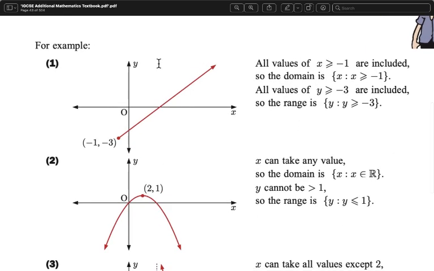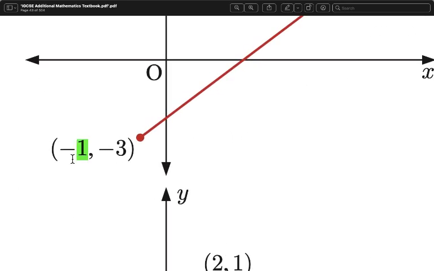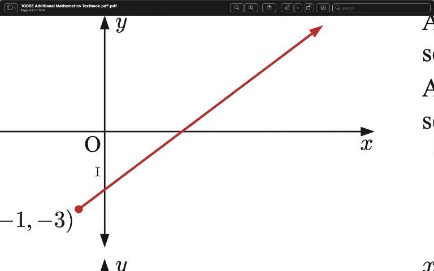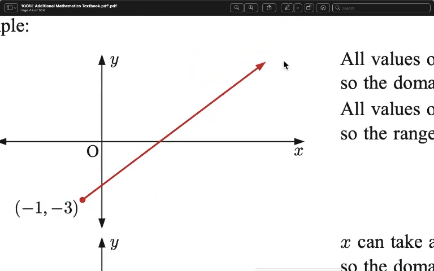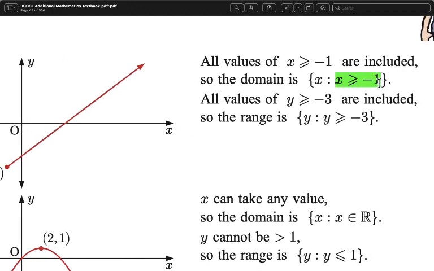Let's look at examples. For this example, the function starts from x is minus 1, y is minus 3, and then moves upwards without an end value. So for the domain, which is the x value, the lowest is minus 1, and with this trend x will keep increasing. So the domain is now x is greater than or equal to minus 1.